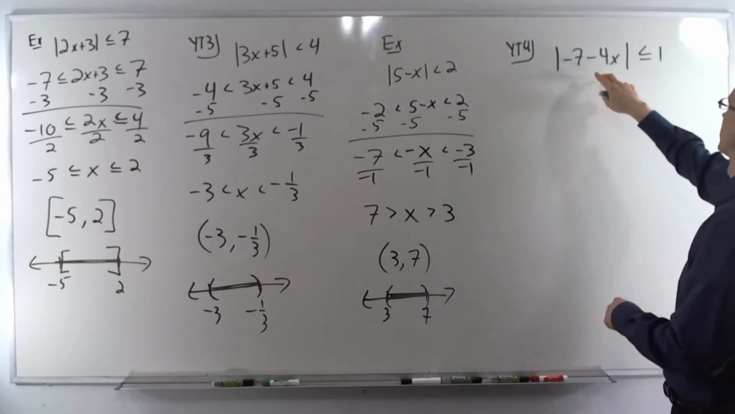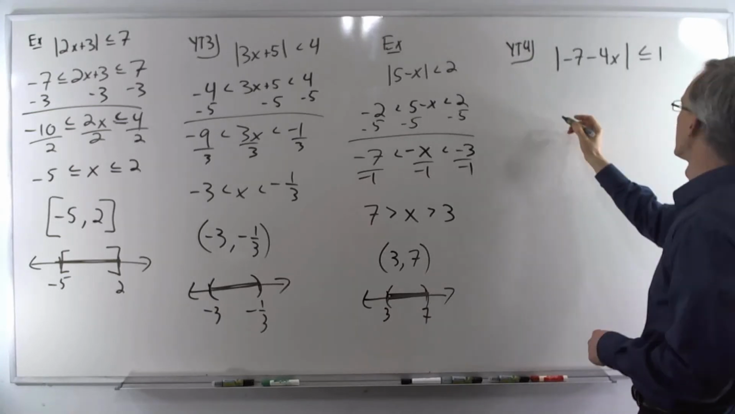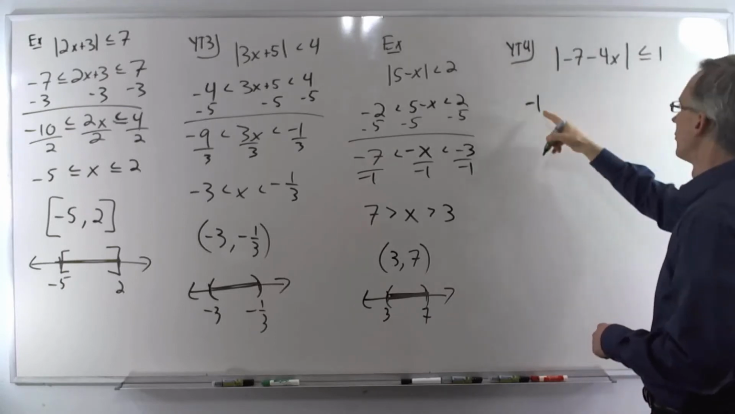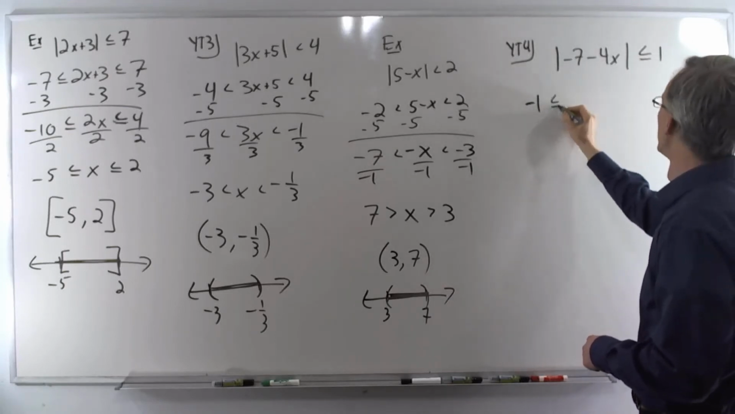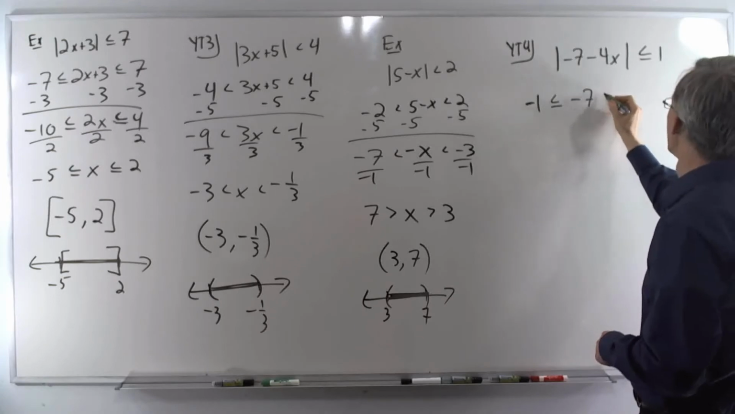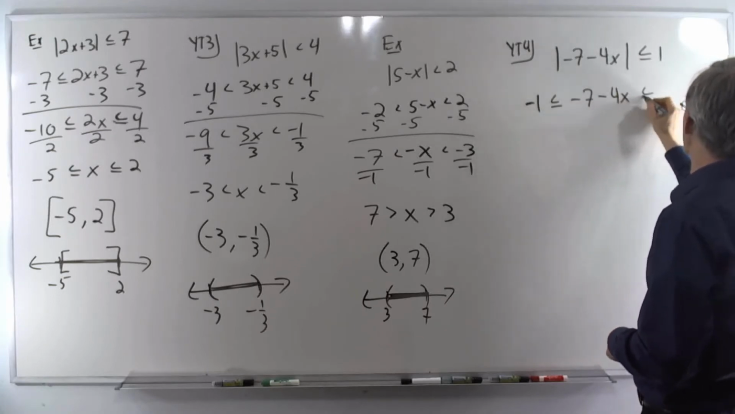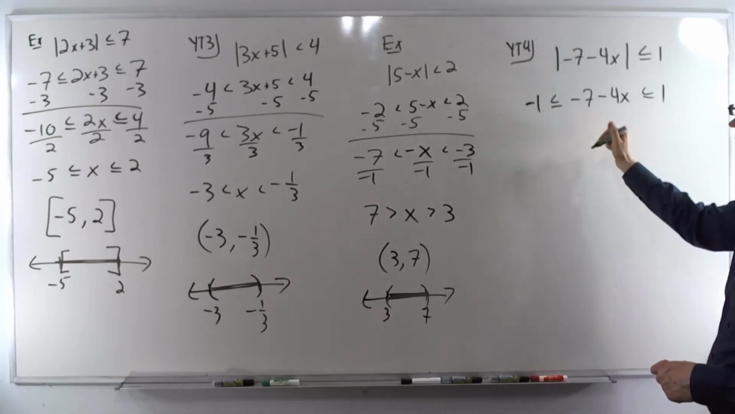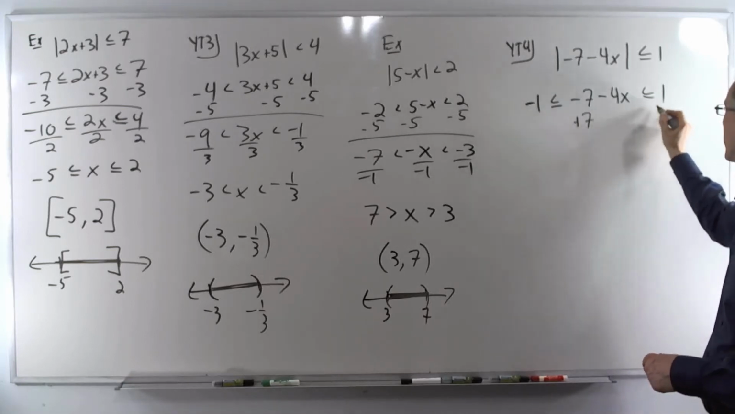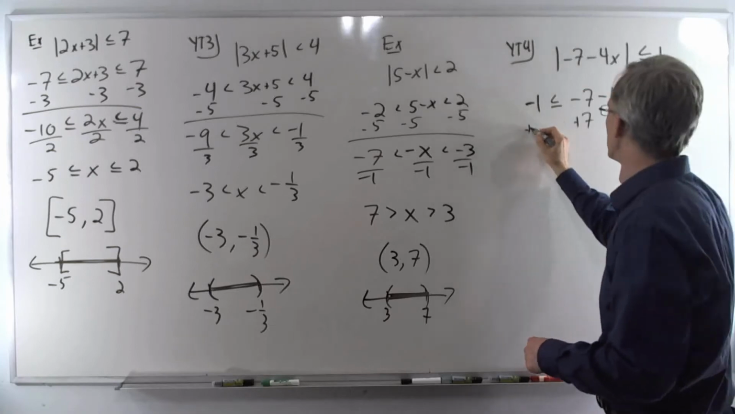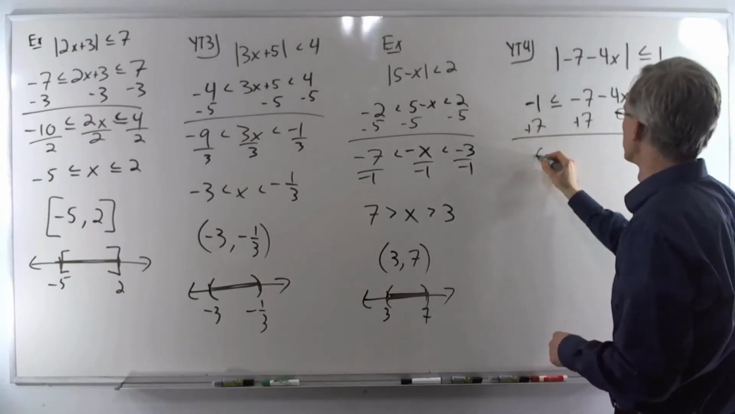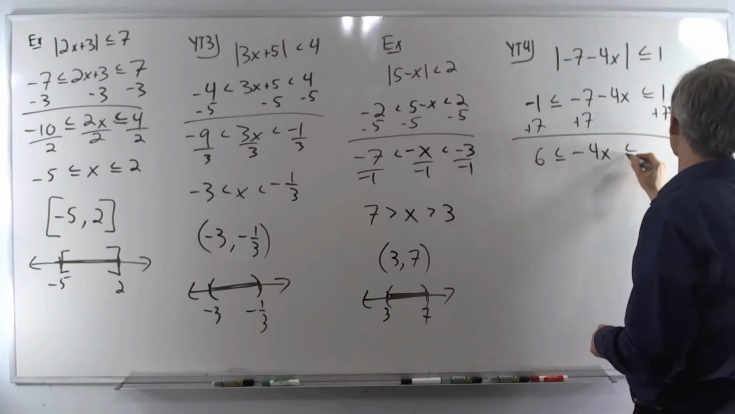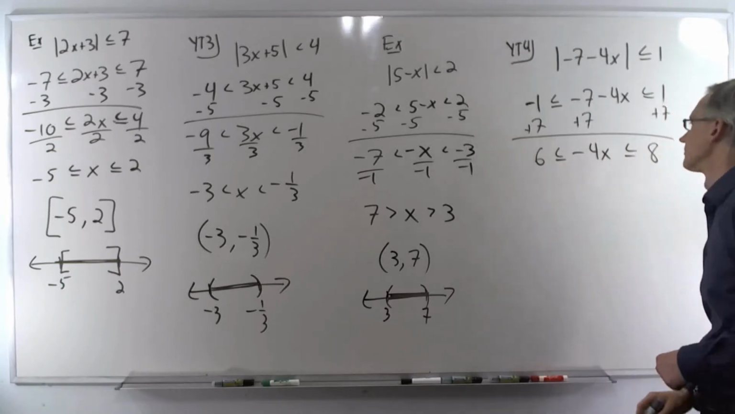All right, we got absolute value, which is less than or equal to 1, so that is an and inequality. So bring the 1 over here, make it negative. Less than or equal to negative 7 minus 4x, less than or equal to 1. So here's the inequality we need to solve. I'm going to get rid of that negative 7, so I'm going to add 7 to all three parts. So that gives us 6, less than or equal to negative 4x, less than or equal to 8.